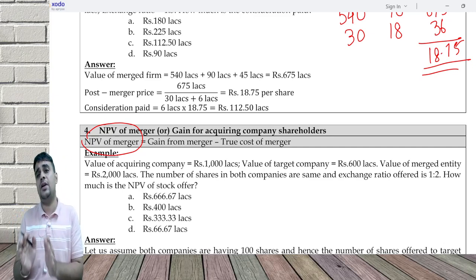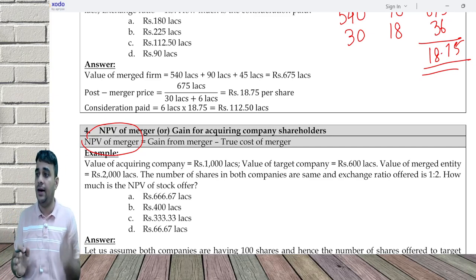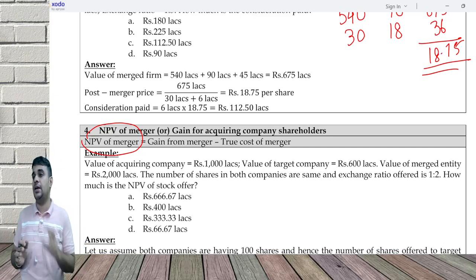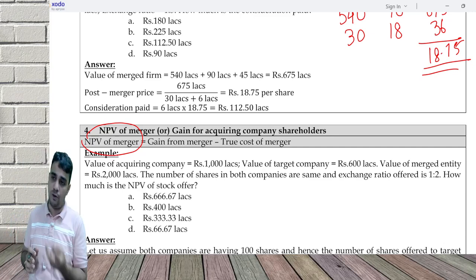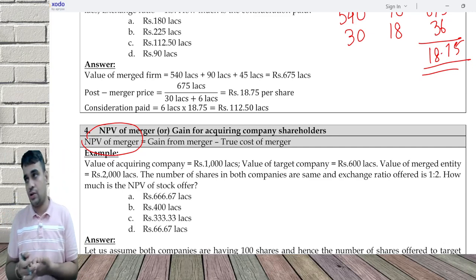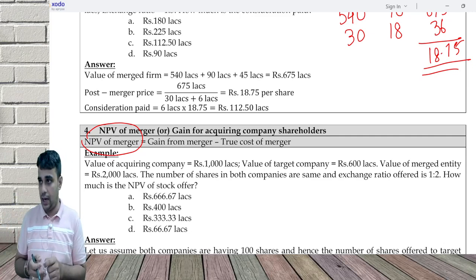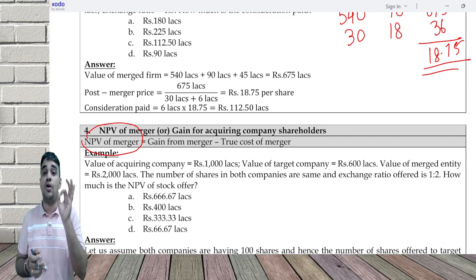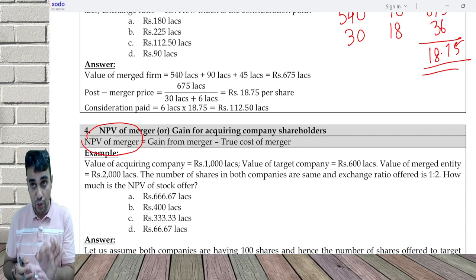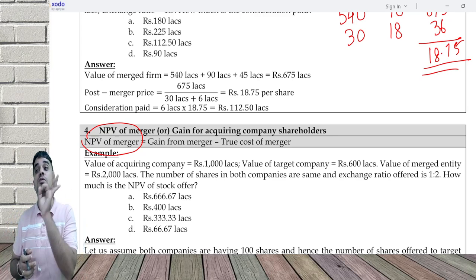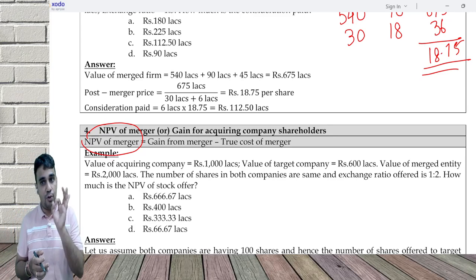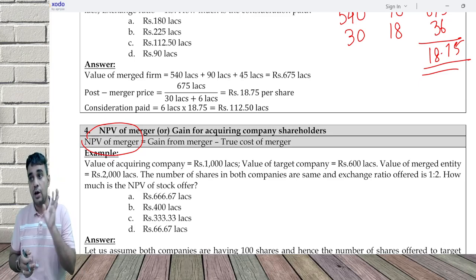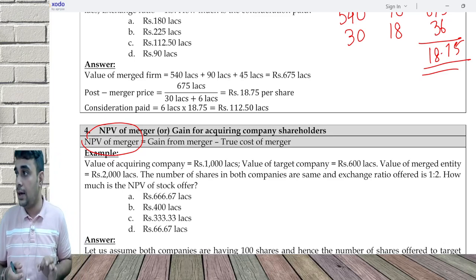Now this gain will have to be shared by two people, AC and TC. For TC we give consideration. Consideration can be in two forms, cash or stock. Cash is cash paid per share into number of shares. Stock is number of shares issued into the post merger market price, not the pre merger, the post merger market price.